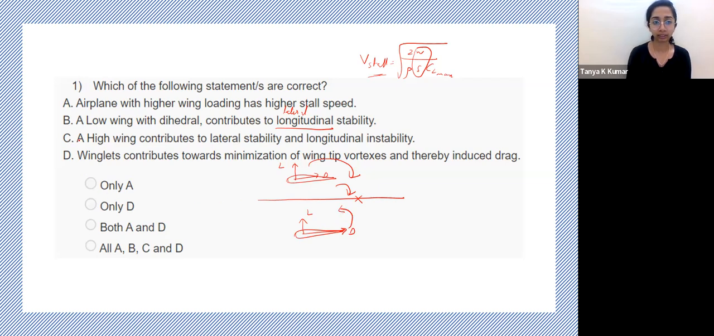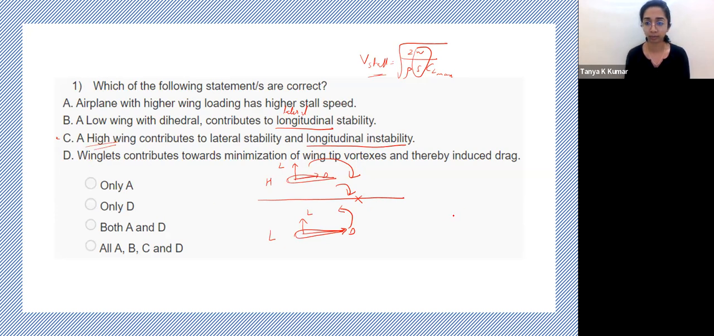But the problem with this equation is that you cannot say that it has longitudinal instability. There is a small component that contributes towards it. But you cannot say that it contributes towards longitudinal instability because the drag encountered here is minimal when compared to the lift. The lift associated with both the high wing and the low wing already contribute towards instability. So high wing especially does not make such a great difference so that you can say longitudinal instability. The next point was winglets contribute towards minimizing of wingtip vortices and thereby induced drag.